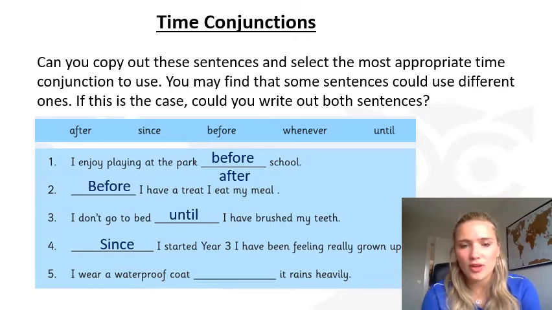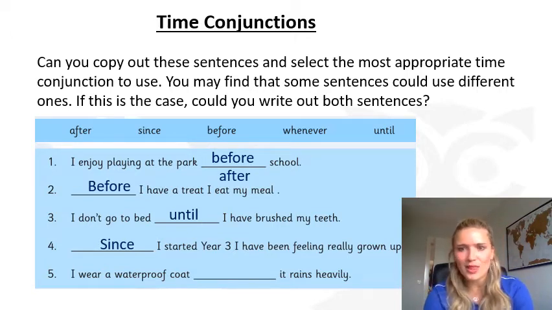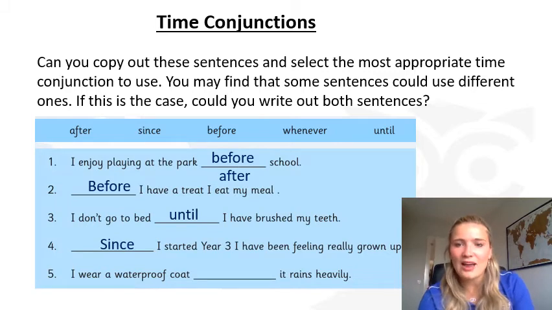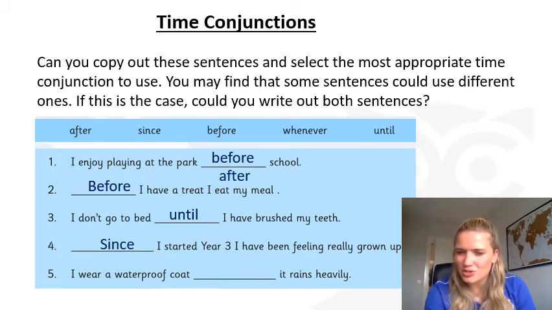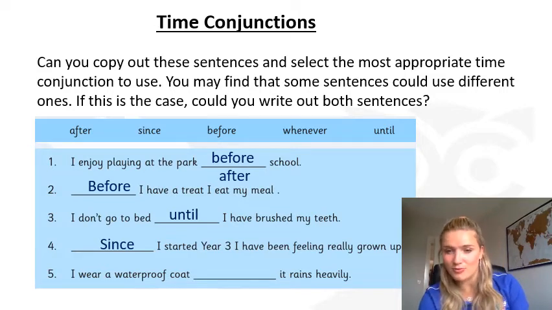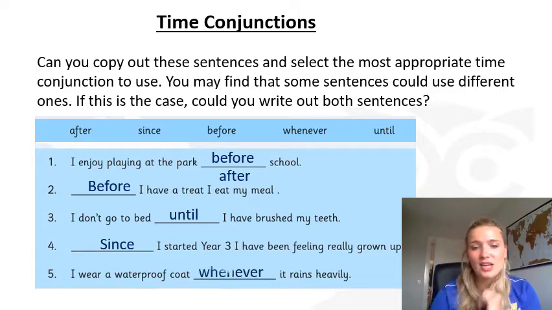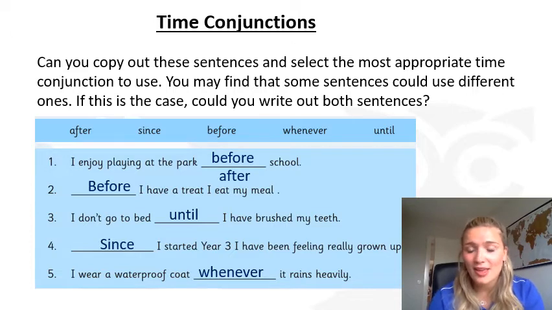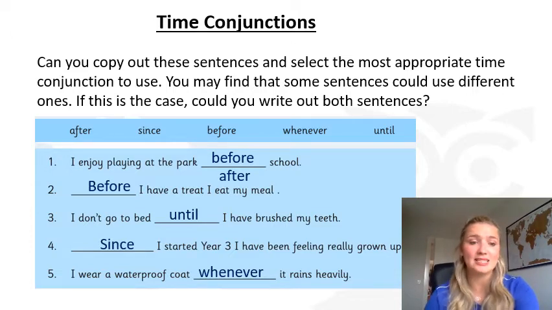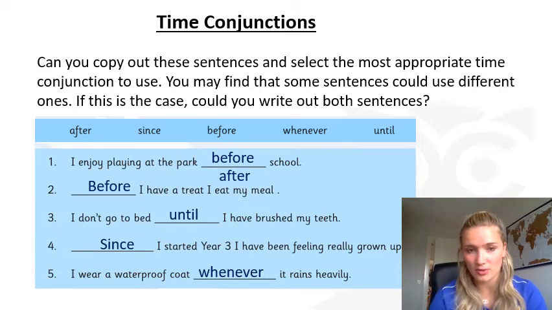I wear a waterproof coat whenever it rains heavily. Well, that one absolutely does work. And finally, I wear a waterproof coat until it rains heavily. Well, that one wouldn't make sense because you wouldn't take a coat off if it was raining. So your most appropriate one would have been whenever, because if we'd put that whenever at the start, we could have said, whenever it rains heavily, I wear a waterproof coat.